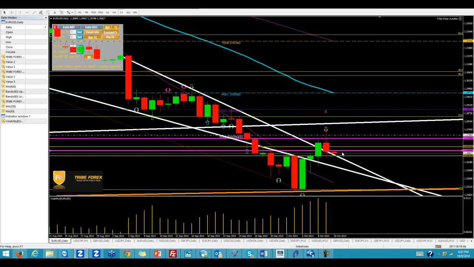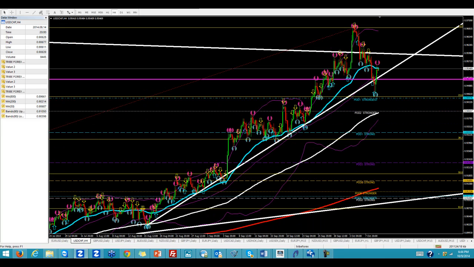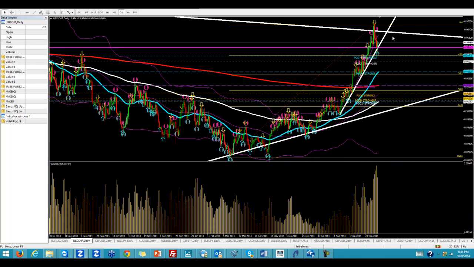All right. On the euro dollar, I'm going to look for a sell at 1.2714. On the dollar Swiss, there's a lot of support there for us, and we're going to look for a buy at 0.9516, which coincides with this trend line.